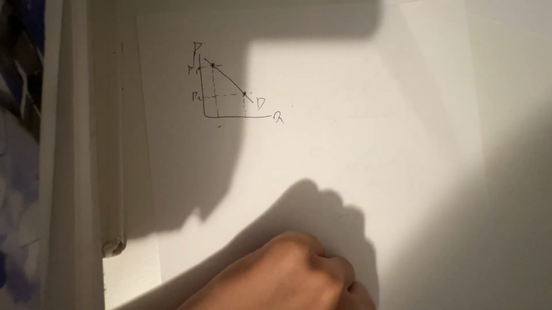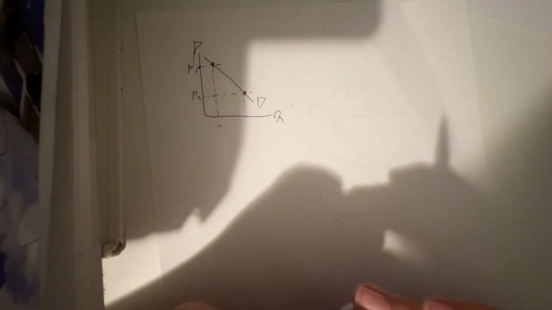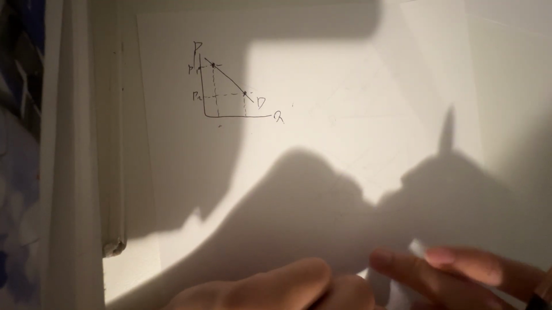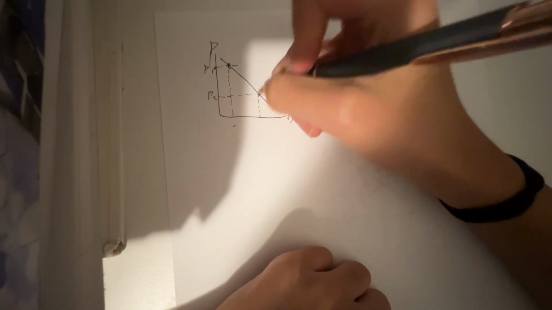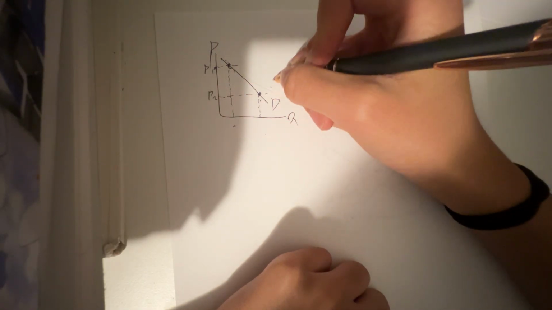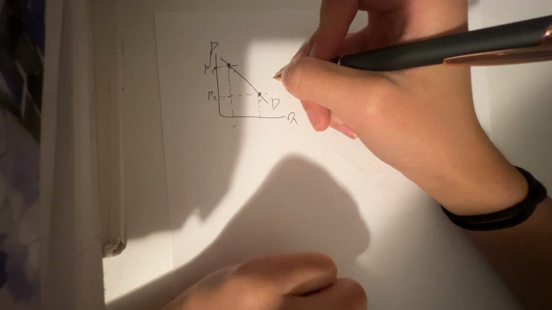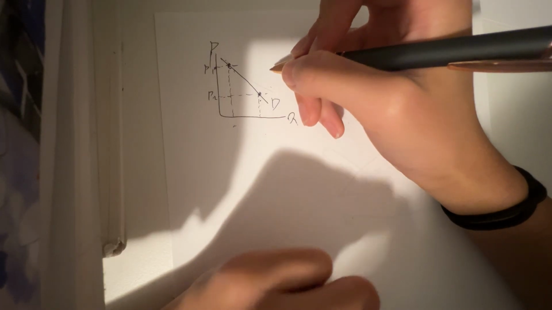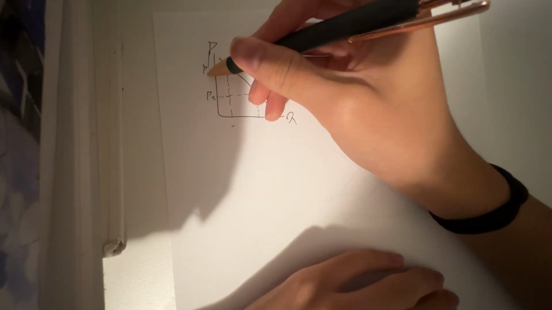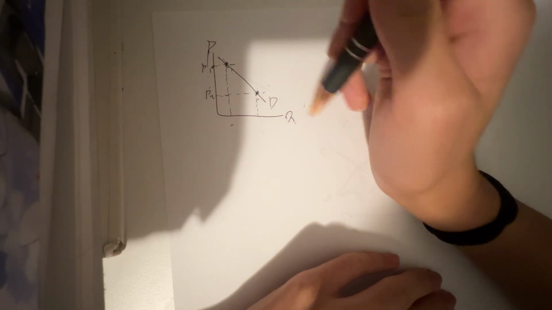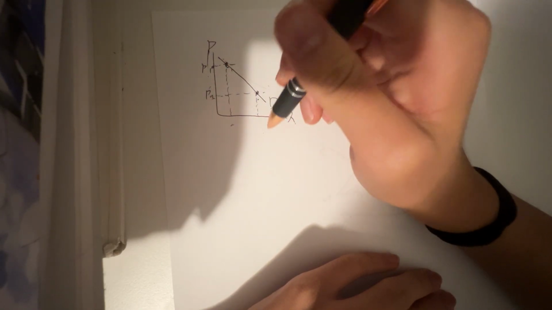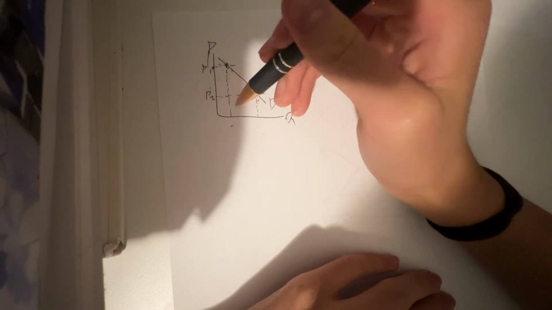And the second question was the difference between a movement along the curve and a shift in demand. A movement along the curve, just going from here to here, different price, means that it's caused only by a change in the price of the good itself. So cheaper, more people want to buy it. More expensive, fewer people want to buy it.